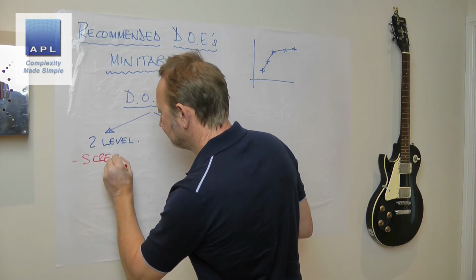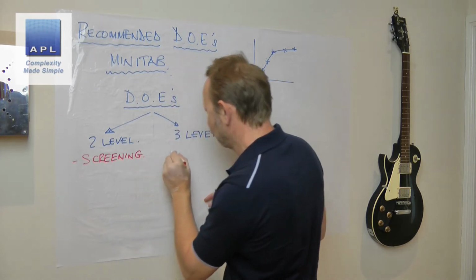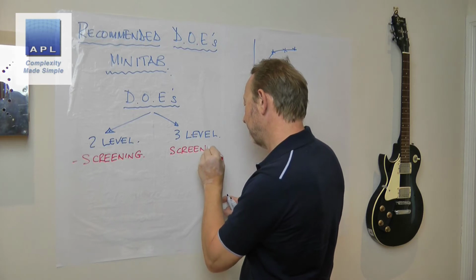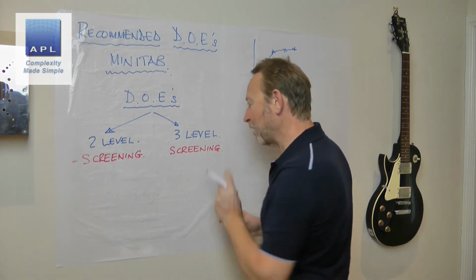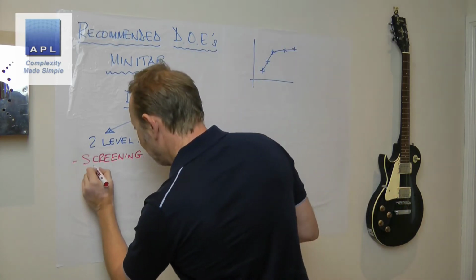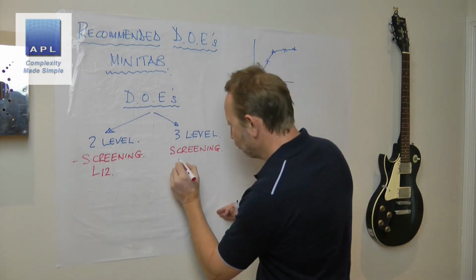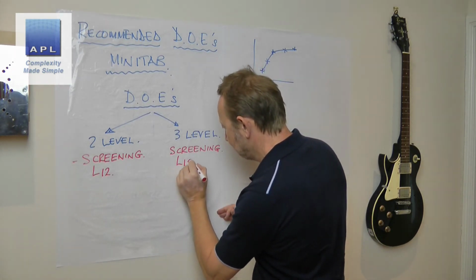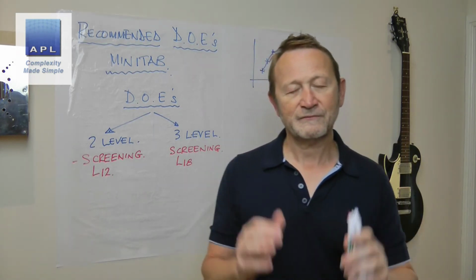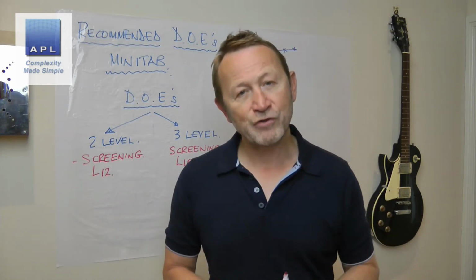Now the first thing to say is, job 1 on both is screening. So both of them have a screening methodology. The screening DOE of choice for 2 level is the Taguchi L12. Screening over here for 3 level is the Taguchi L18. So where are these found? Well, as you would expect, they are on the Taguchi menu.